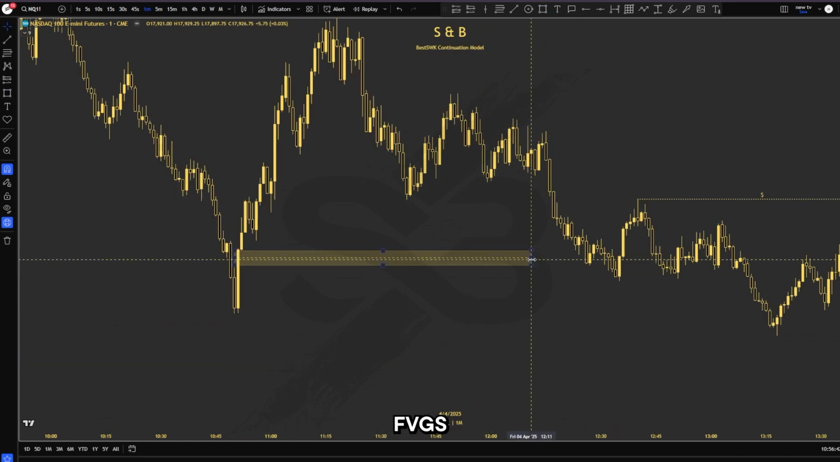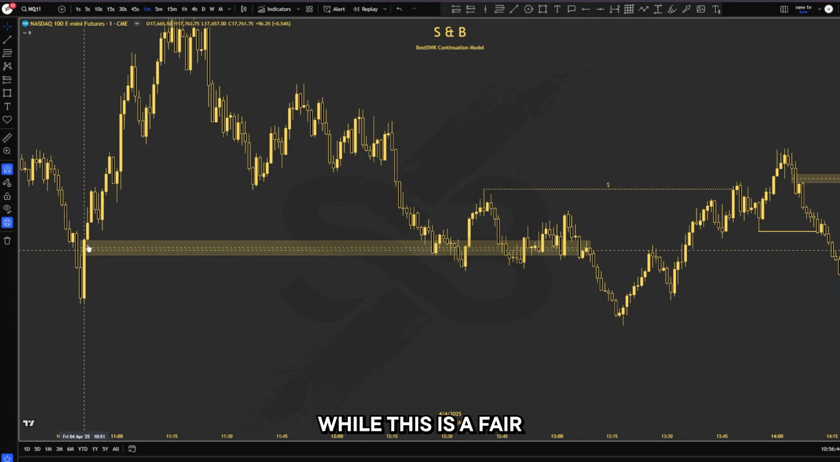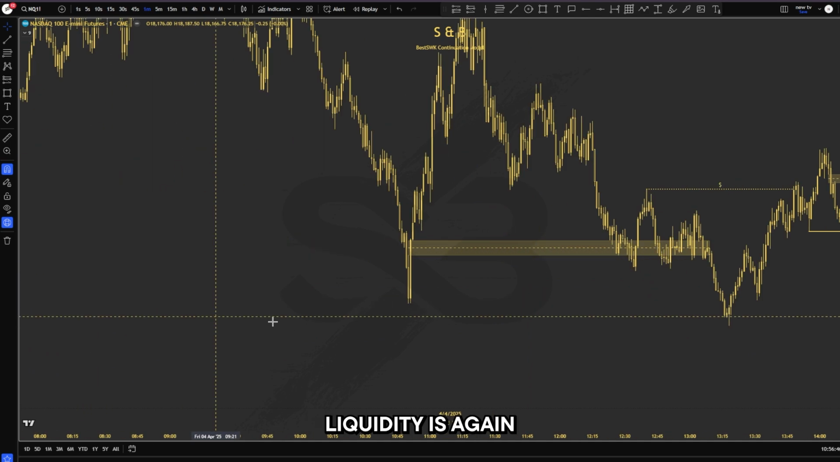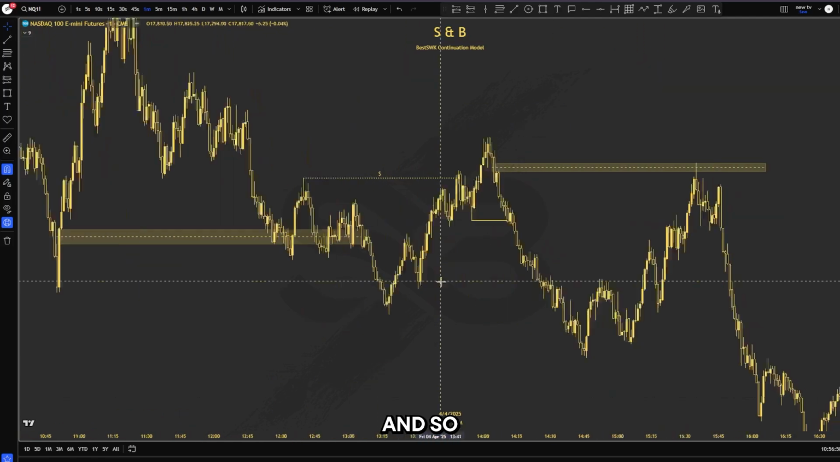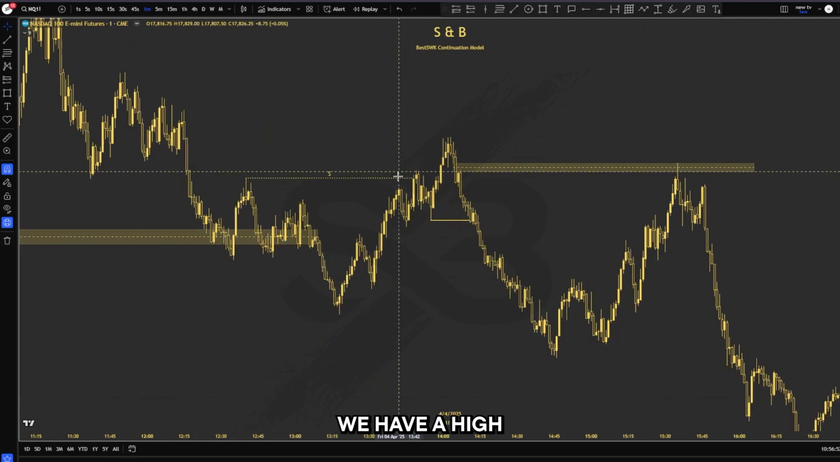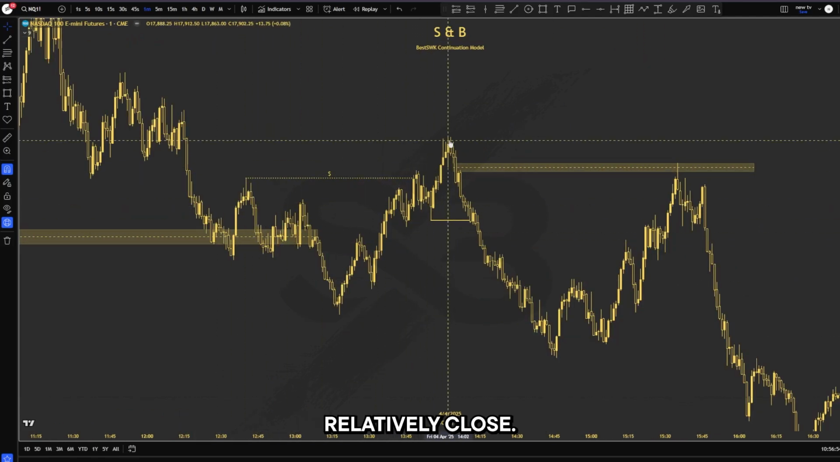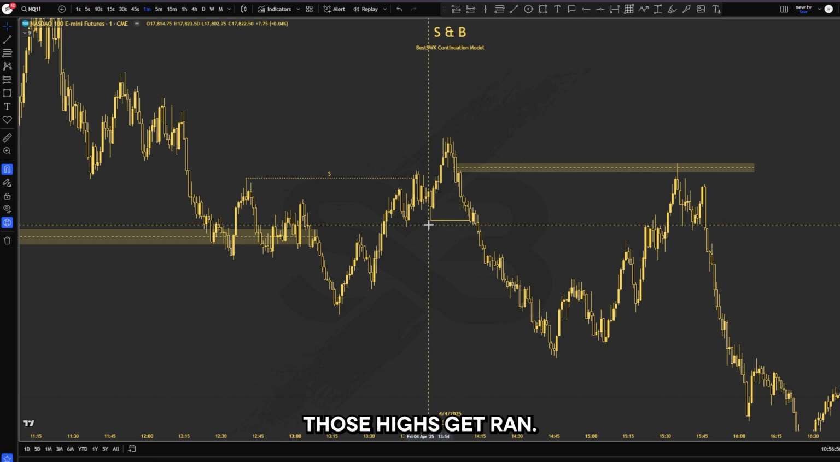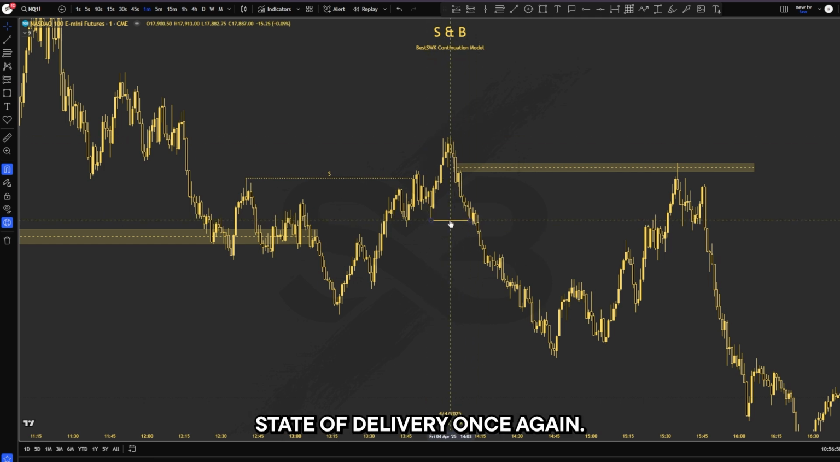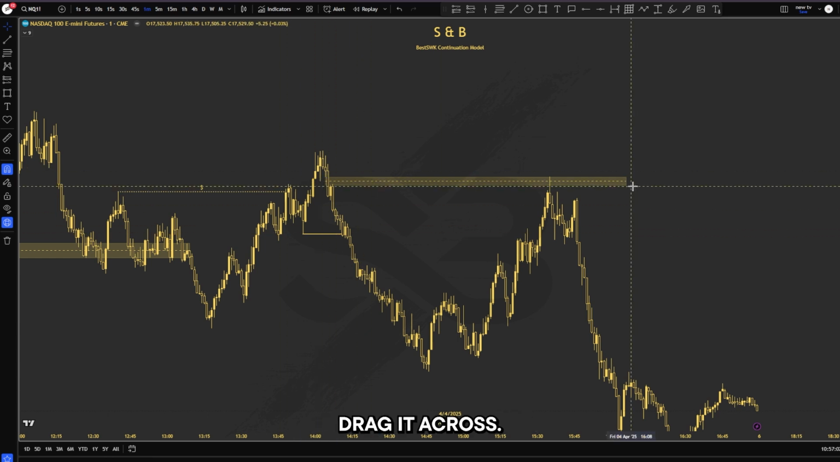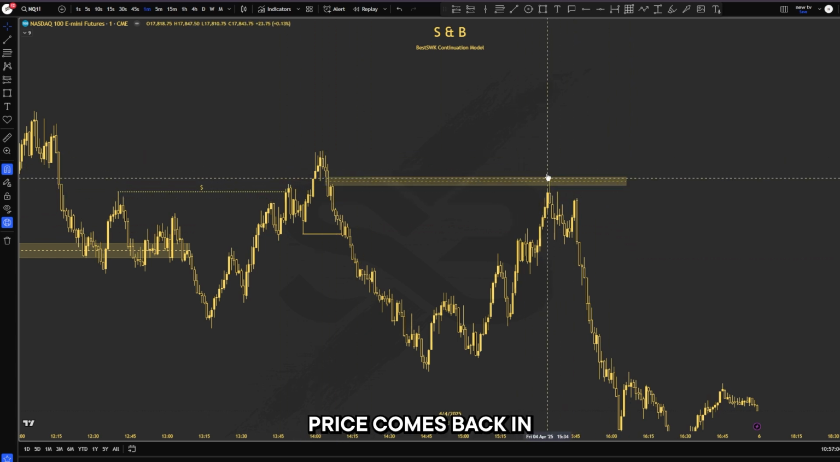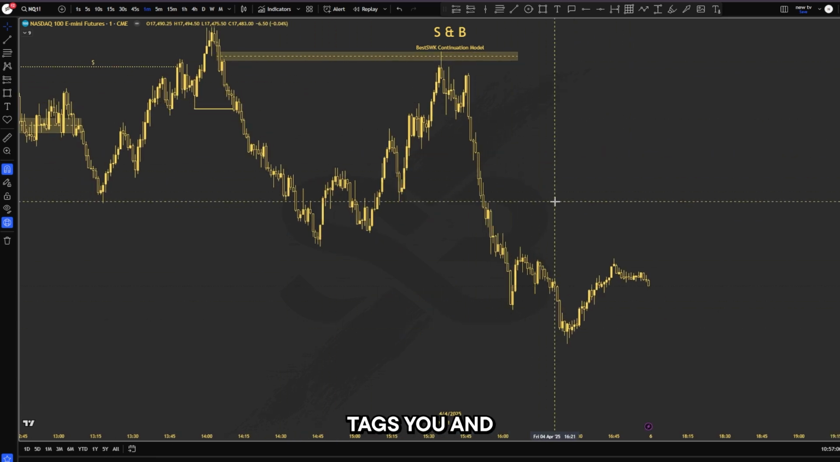But as you can see, fair value gaps, again, are not magic. While this is a fair value gap, the draw on liquidity is, again, lower. We can see that we're trending downwards. And so what do we have here? We have a high, another high relatively close. Those highs get ran. We have a change in state of delivery once again. And we have the first fair value gap here on this leg. Drag it across. Price comes back in, tags you, and you're in the trade.